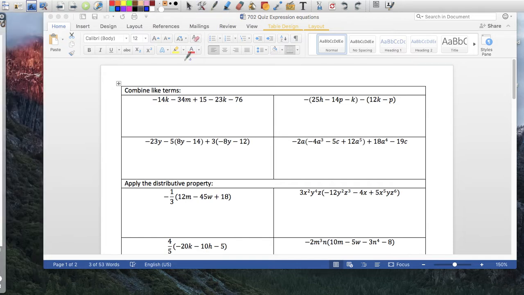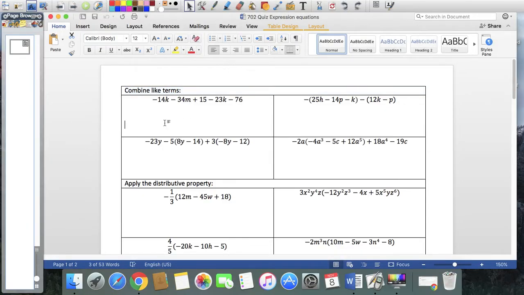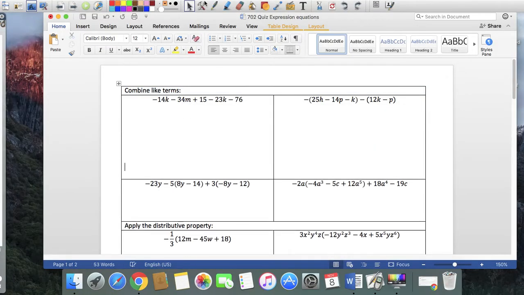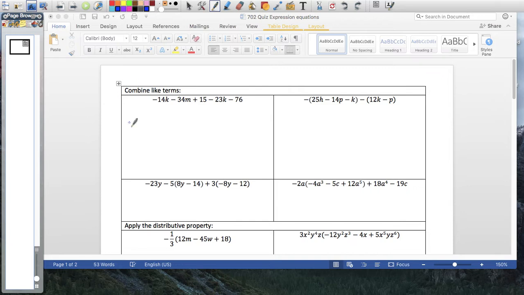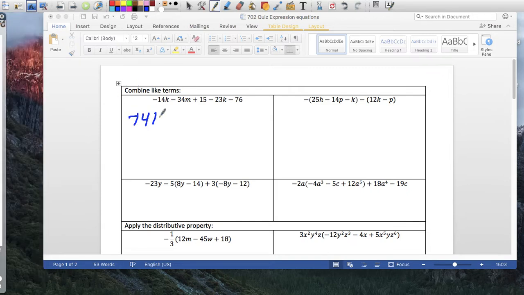Combine like terms. This one's simple enough, and I don't know how many of you are rearranging this. You can if you don't want to. So I'm going to rearrange it. I'm not going to circle anything. I'm just going to rearrange the like terms next to each other. Minus 34m plus 15 minus 76. Combine like terms. I'm going to combine these two.